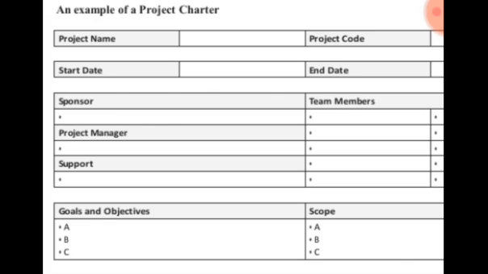And so today we'll be discussing the project charter. Remember, we said the project charter is a binding document between the project sponsor and the project manager. So here's what a project charter should look like. The first item here is the project name. You should give your project a name. Any project you're embarking on must have a name. The next thing is the project code.